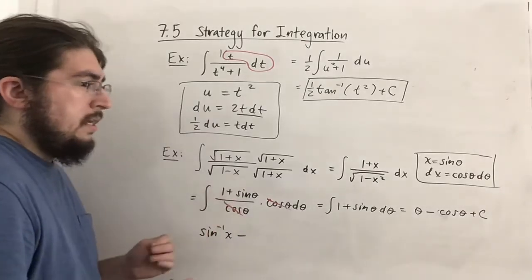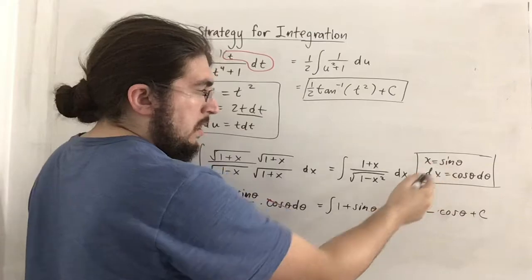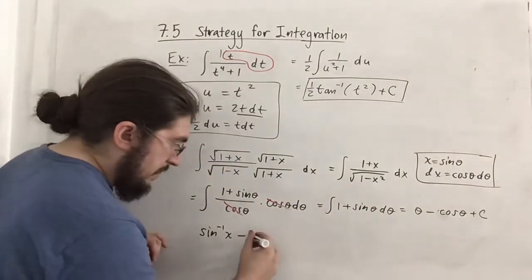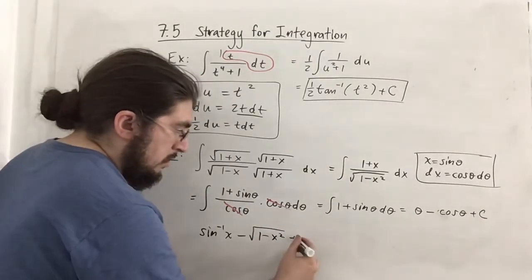Now, again, since x is equal to sine, then cosine, as we saw, was just radical 1 minus x squared. So in fact, this cosine is just the radical of 1 minus x squared. So this really is the answer.